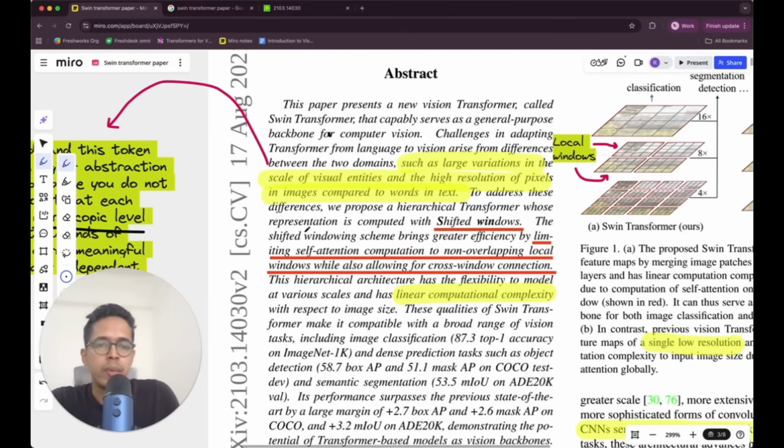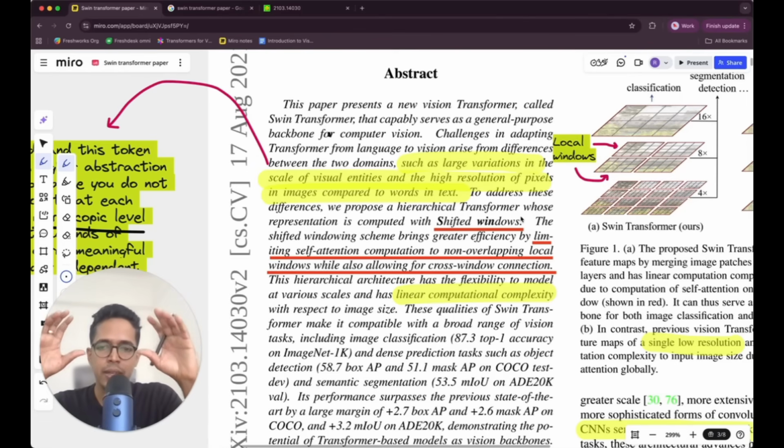So what do they mean by whose representation? Representation meaning the transformer is using shifted windows to create representations of images. The shifted windowing scheme brings greater efficiency by limiting self-attention computation to non-overlapping local windows while also allowing for cross-window connection. So in the Swin transformer, you will see that there are two transformer blocks. One is window-based multi-head self-attention. Second is shifted window-based multi-head self-attention.